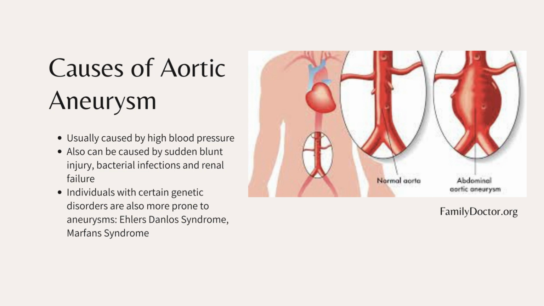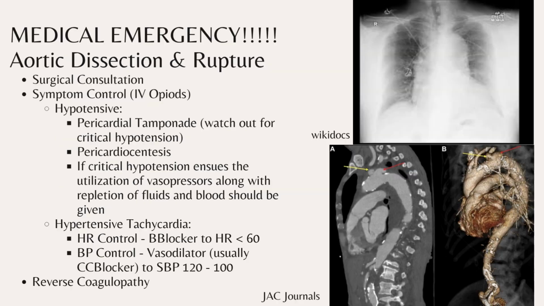So, these are two connective tissue disorders that people have seen. These patients are more likely to get aneurysms. So, those with Ehlers-Danlos or Marfan syndrome. Like I said before, aortic dissections and aortic ruptures cause a leaking of blood into the chest cavity. This is a medical emergency.